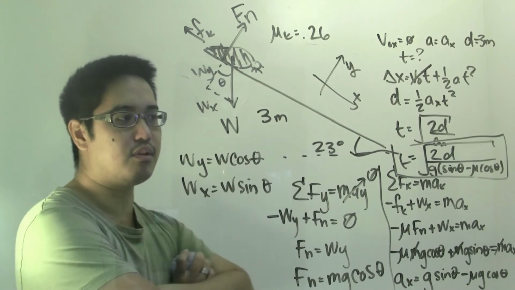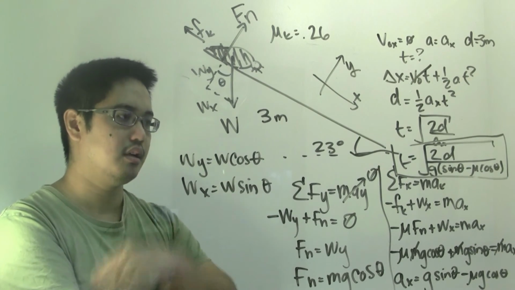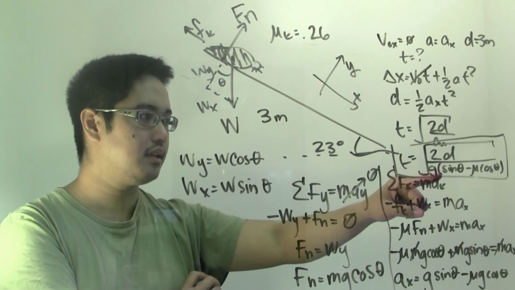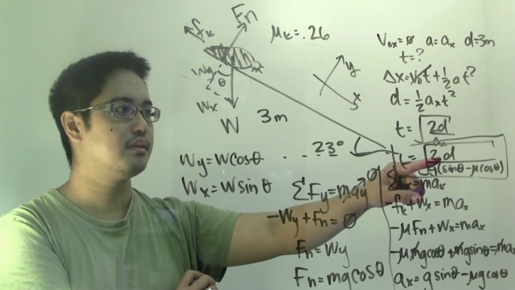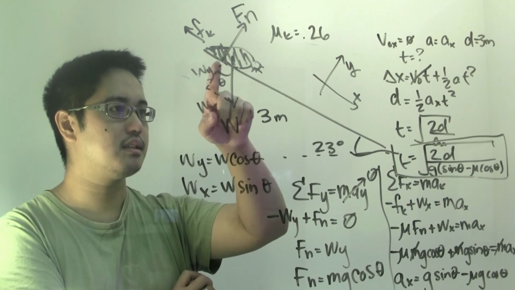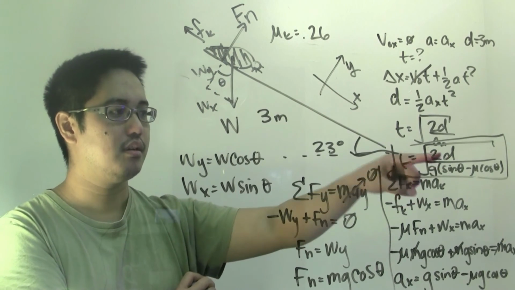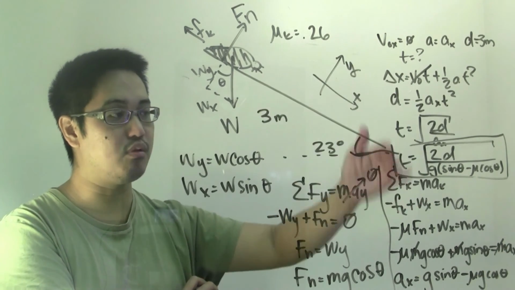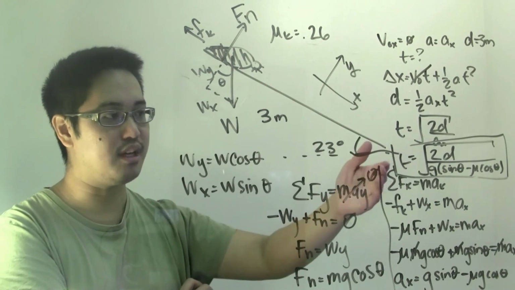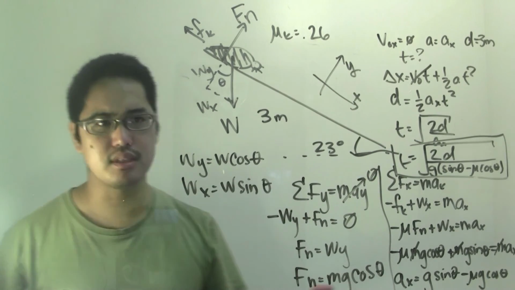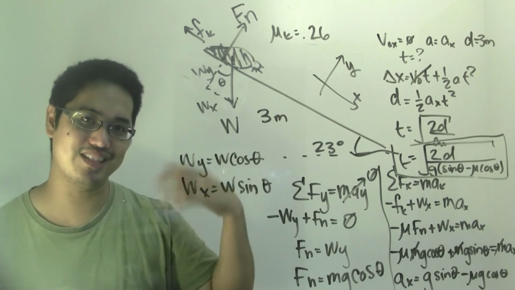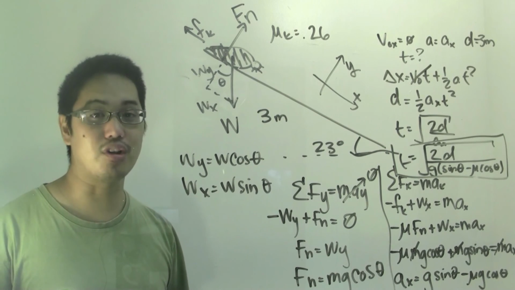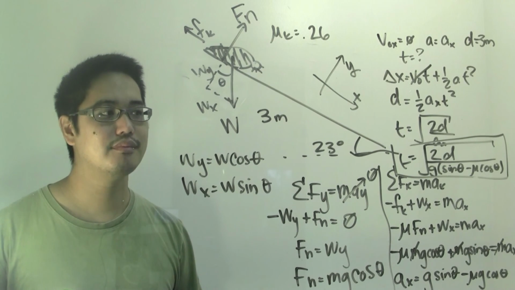What about d? If d got really big, what would happen? Well, this number would get bigger, and the numerator is getting bigger, so the whole number overall is getting bigger. So you're taking the square root of a bigger number, which means time would get bigger as well. That makes total sense. If this weren't 3 meters, but like 10 meters, it would take him longer to slide down the ramp. That's all that's saying. Okay, cool.